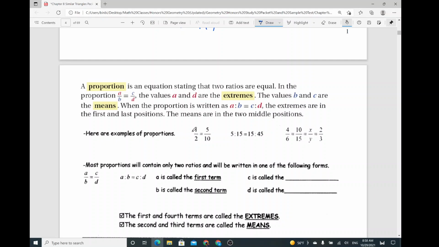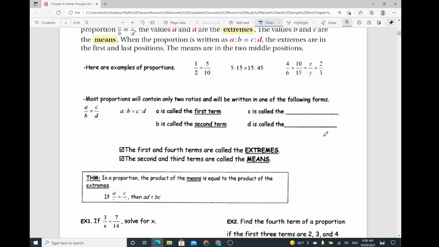So here's an example of proportions. For a and d, those are the extremes, 1 and 10. So 2 and 5 would be the means. Okay, so 5 to 15, 15 to 45. This can also be written as 4 over 6 equals 10 over 15, or x over y equals 2/3. This is called a proportion.